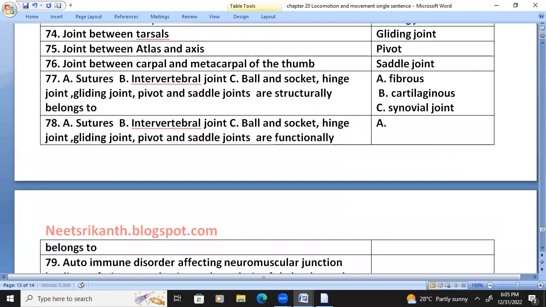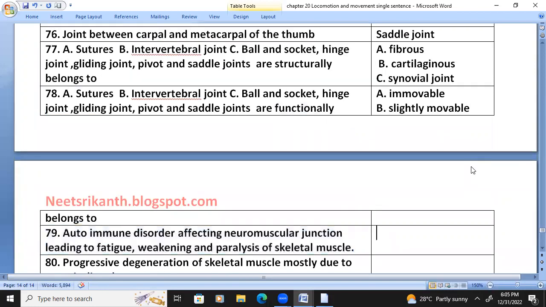Based on movement, suture is immovable. The intervertebral joint is slightly movable, amphiarthrosis. The remaining joints are completely movable. Why do we call it diarthrosis? We say diarthrosis because they are perfectly movable.